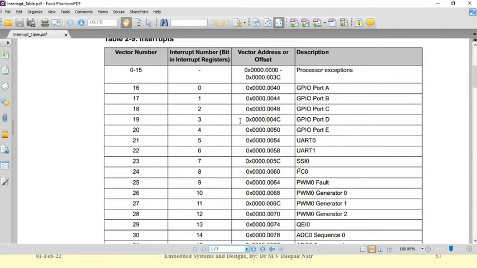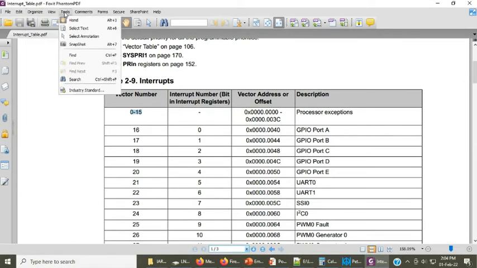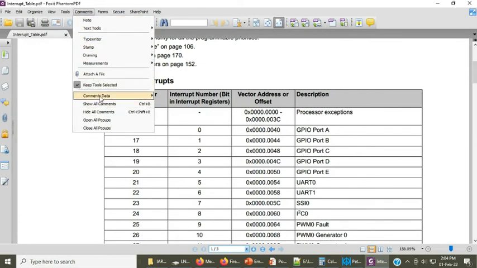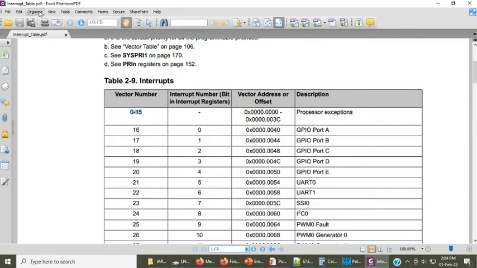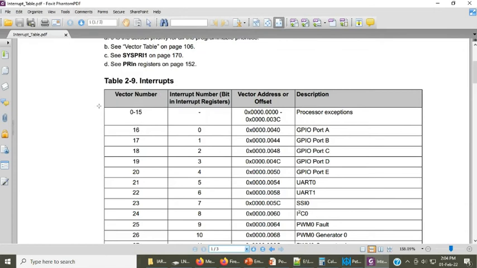Now, first of all, I will show you the interrupts. You see here interrupts 0 to 15. First 15, or you can say 0 to 15 means 16. Anyway, the first 15 are called exceptions. Let me just comment. Here this is the boundary region. So 0 to 15 are for exceptions.